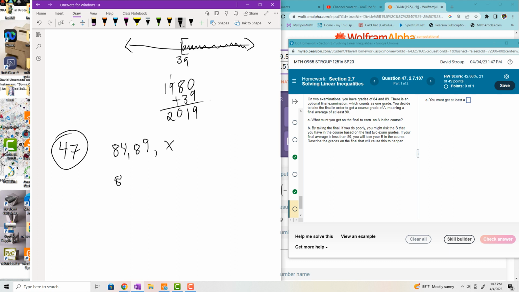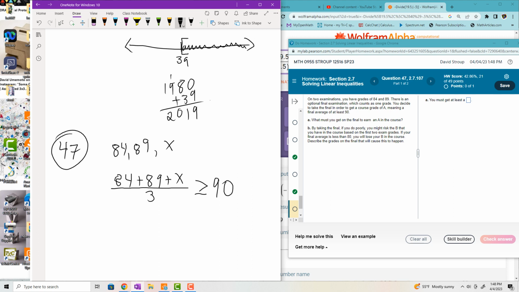So you want your average of grades, 84 plus 89 plus X, divided by 3, because there's 3 test grades. That gives you your average. And for an A, you want that to be greater than or equal to 90, right? If you said just greater than 90, that wouldn't include getting a 90, and that would not be good. So you want greater than or equal to, because if you get a 91, 92, 93, 94, those are all A's, but also if you get a 90, that's also an A.